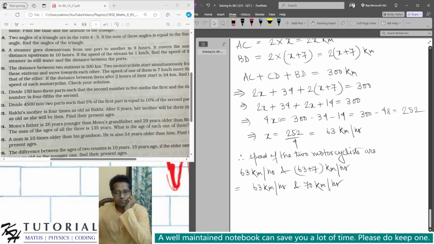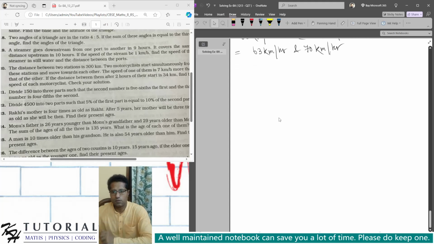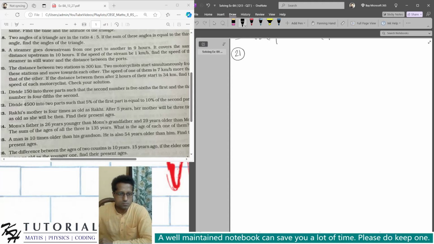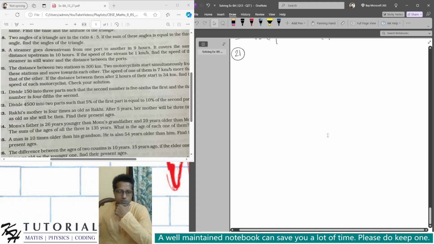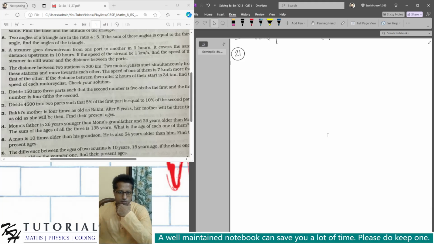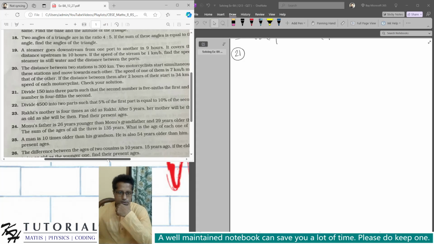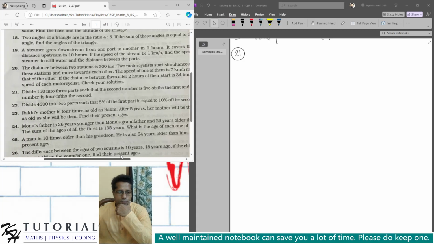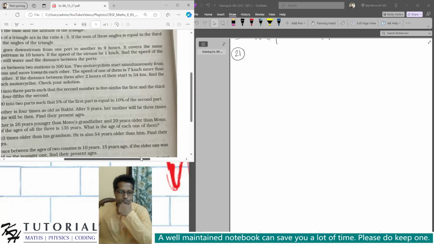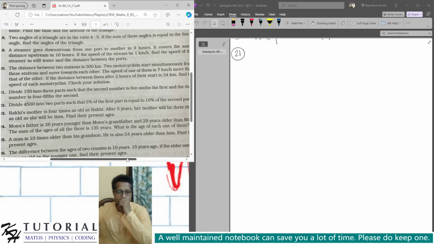Okay, let's do problem number 21. Divide 150 into 3 parts such that the second number is 5/6 the first, and the third number is 4/5 the second. Divide 150 into 3 parts such that the second number is 5/6 the first and the third number is 4/5 the second.